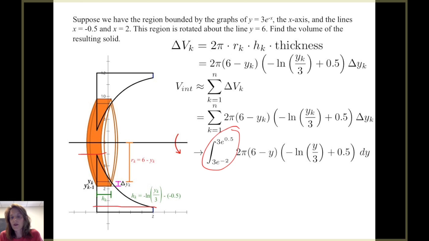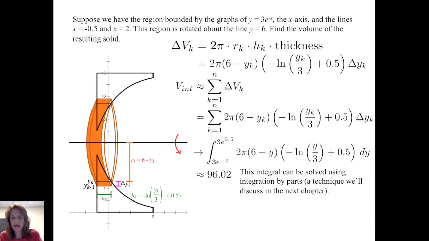Again, this is an integral that I am not able to solve unless I have integration by parts, which is something we'll discuss next chapter, so I can use technology to approximate the value of this integral to be 96.02. So when I put those two pieces together, I find that the volume of the entire solid is approximately 132.99 cubic units.